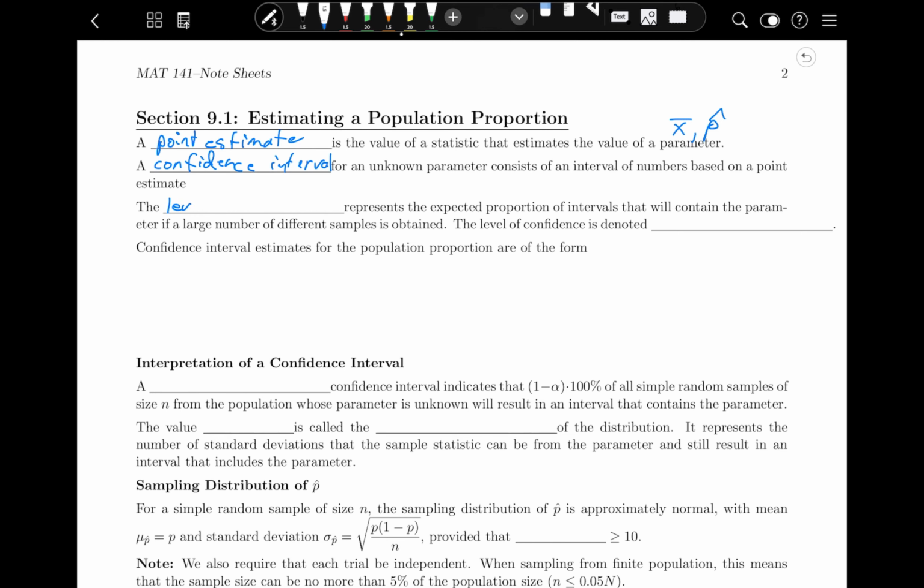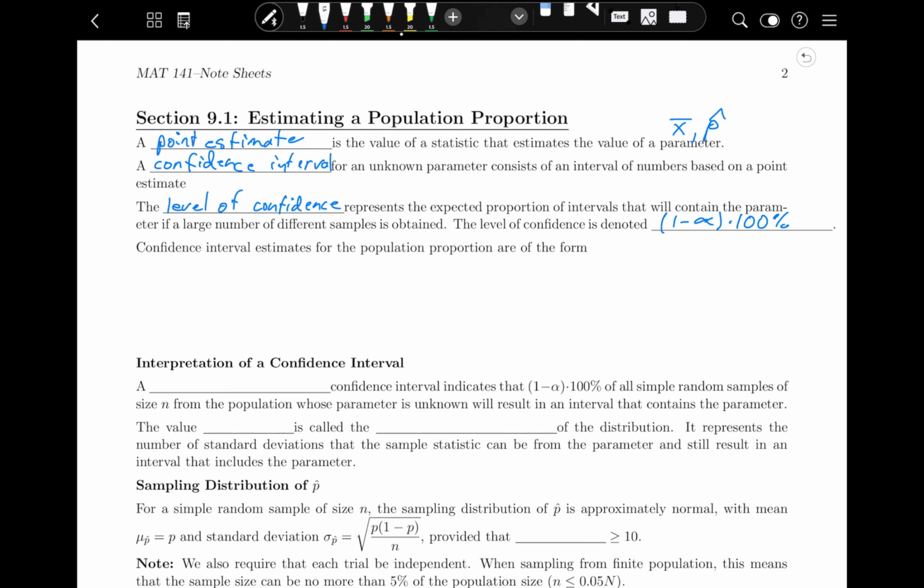The level of confidence represents the expected proportion of intervals that would contain the parameter if a large number of different samples is obtained. The level of confidence is denoted 1 minus alpha times 100%, where alpha is the proportion of the samples that won't be in the confidence interval.